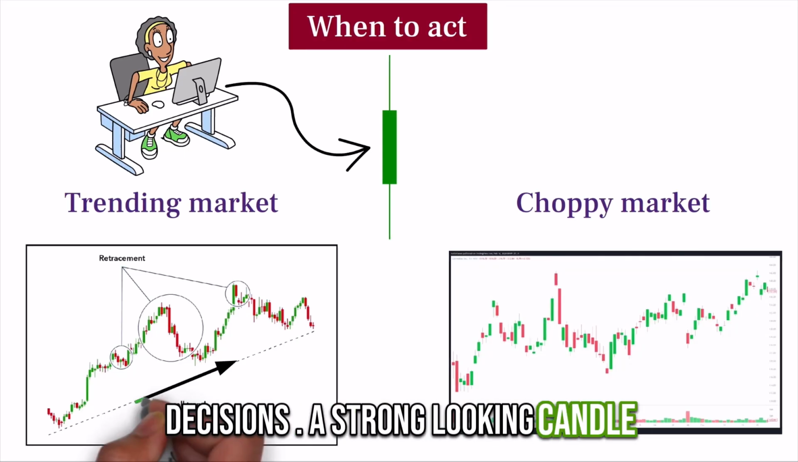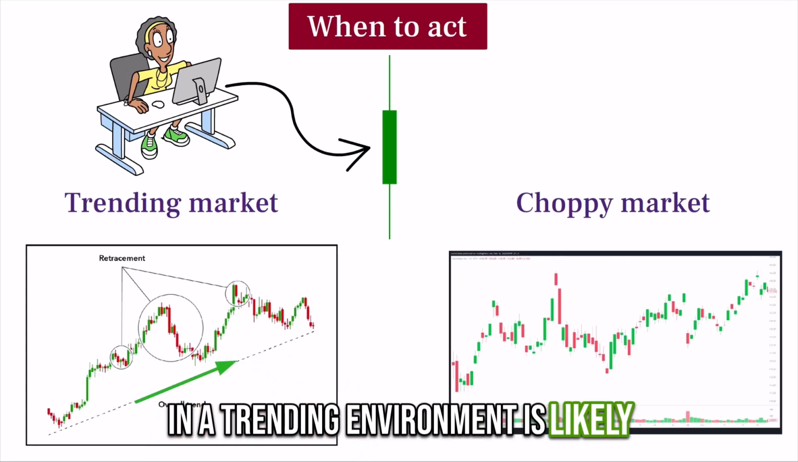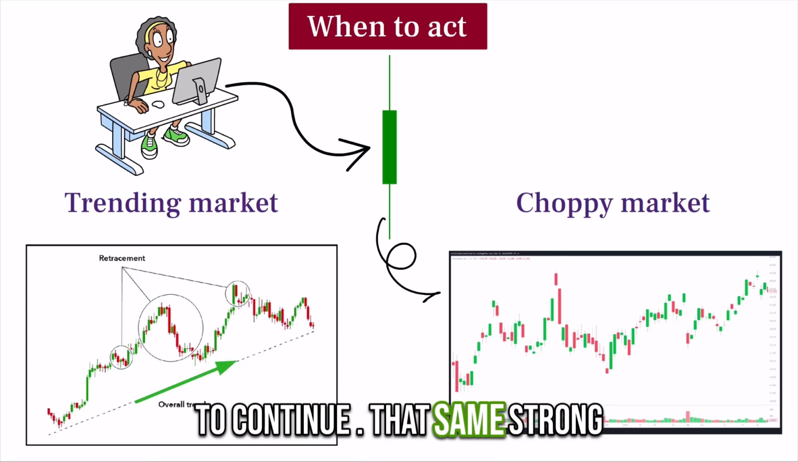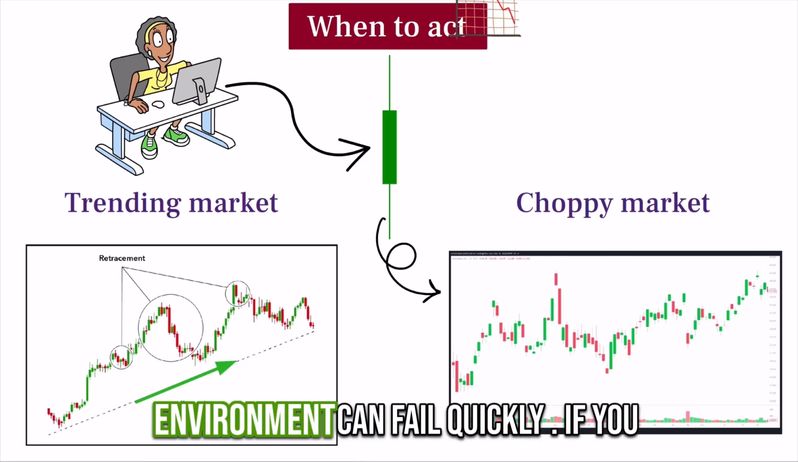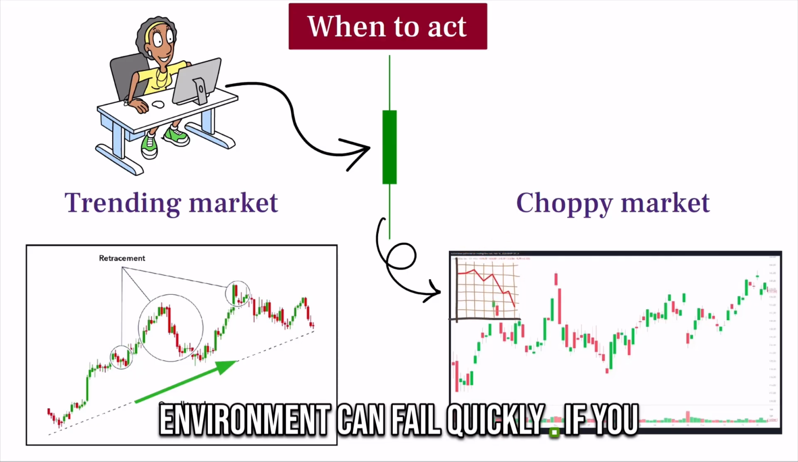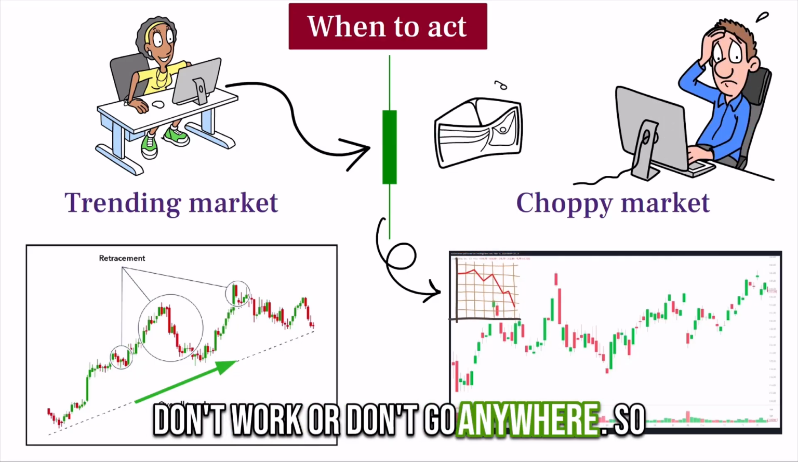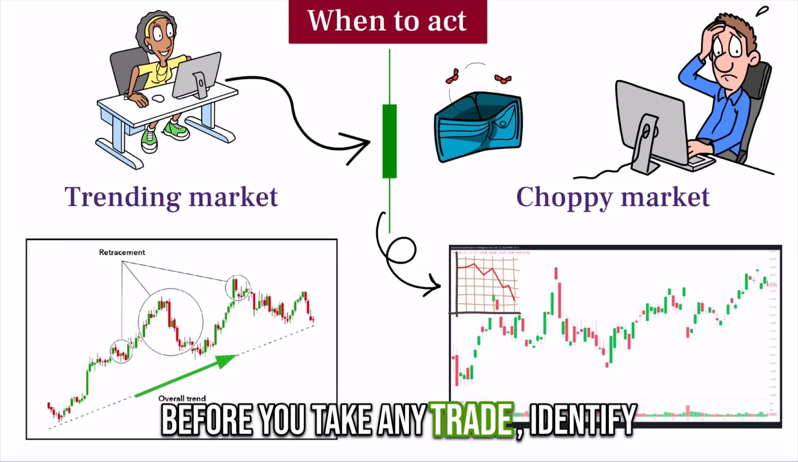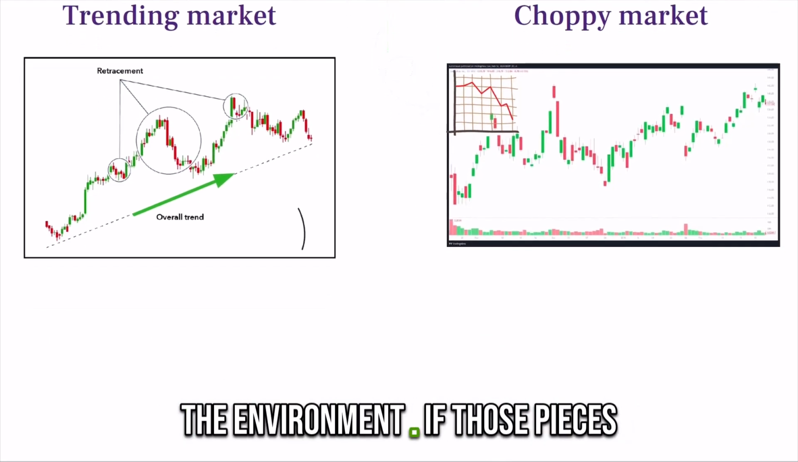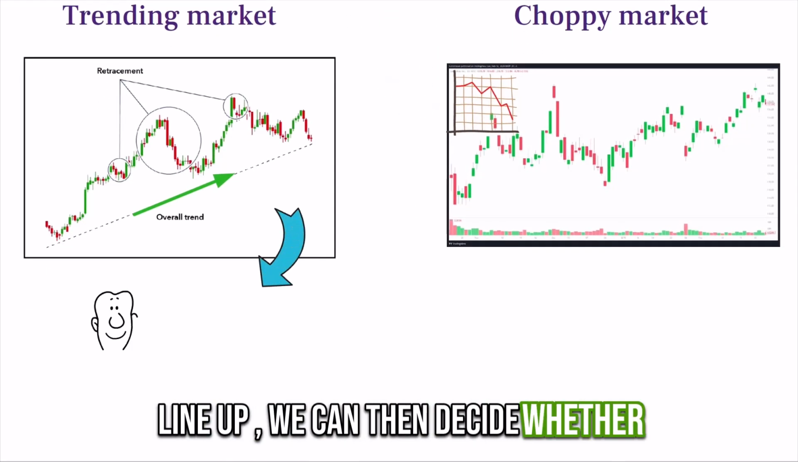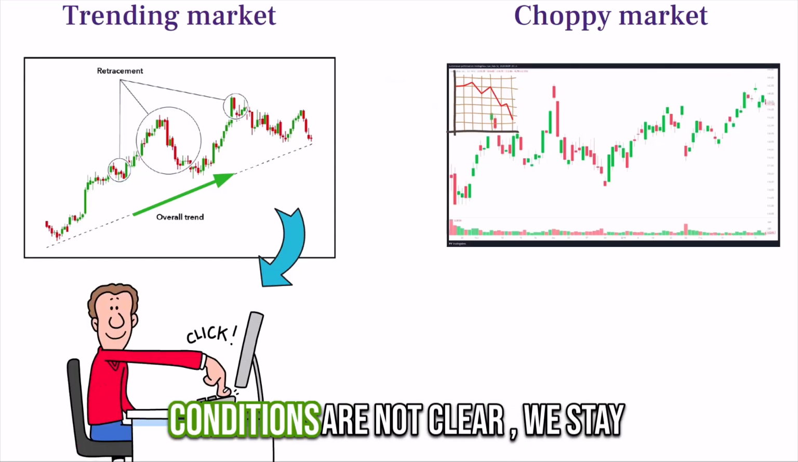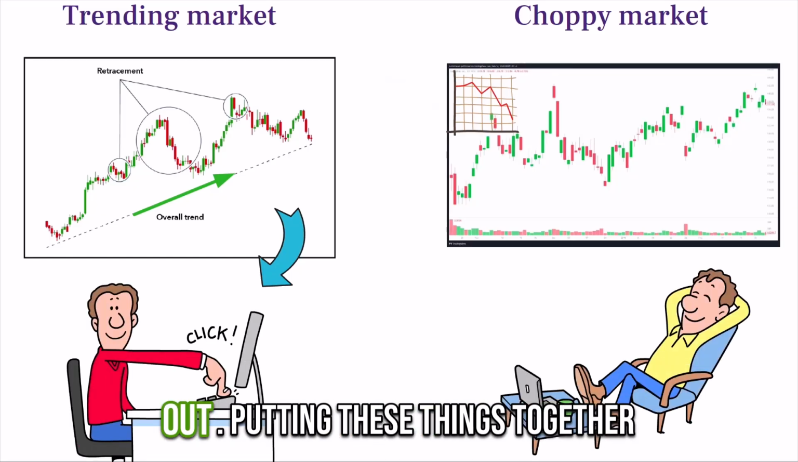A strong-looking candle in a trending environment is likely to continue. That same strong-looking candle in a choppy environment can fail quickly. If you don't recognize the difference, you'll end up taking trades that don't work or don't go anywhere. So before you take any trade, identify the environment. If those pieces line up, we can then decide whether the trade is worth taking. When conditions are not clear, we stay out.